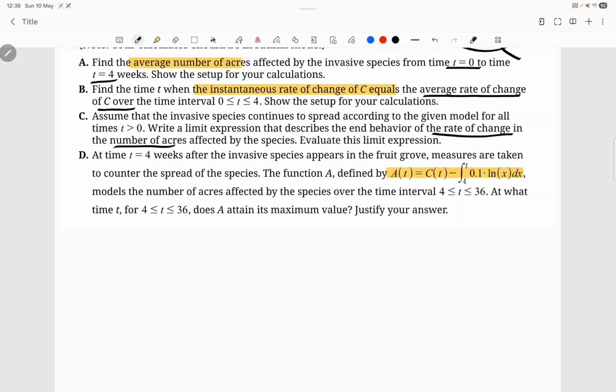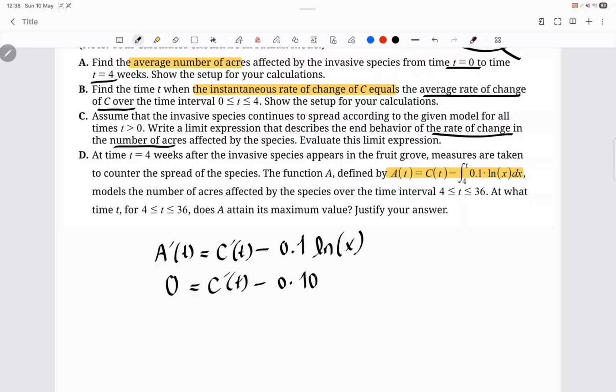A maximum basically requires us to differentiate A prime, differentiate C, differentiate the integral away. It will go away, 0.1 ln of x. You must also equalize the left side to a 0. So c prime of t is equal to 0.1 ln of x. Now we're going to have 0.1 ln of x is equal to c prime of t.